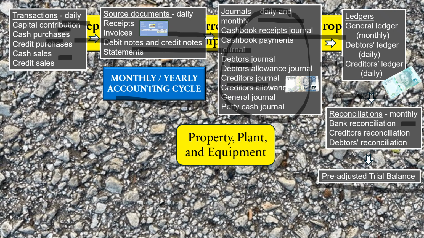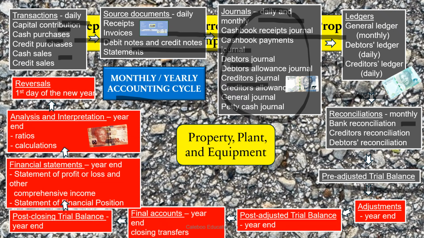This is where we're going. So after 12 months, we need to draw up a statement of profit or loss and a statement of financial position to truly reflect the financial result and the financial position of the business. So 12 months have happened. You've got a pre-adjusted trial balance. And now we're going to get on to adjustments. And the first one we're going to do has got to do with property, plant and equipment.